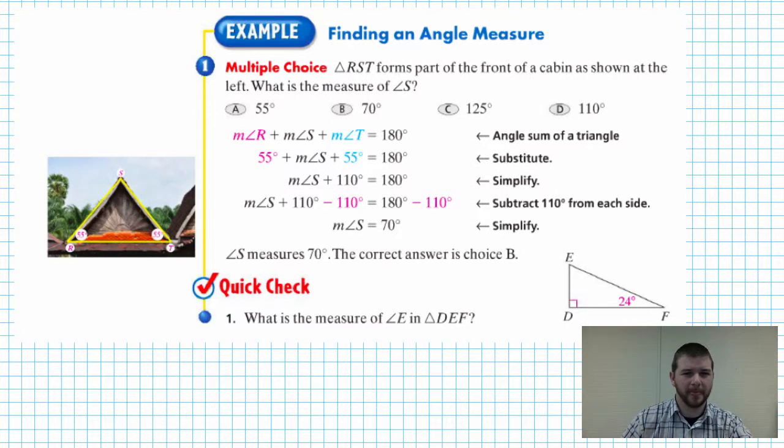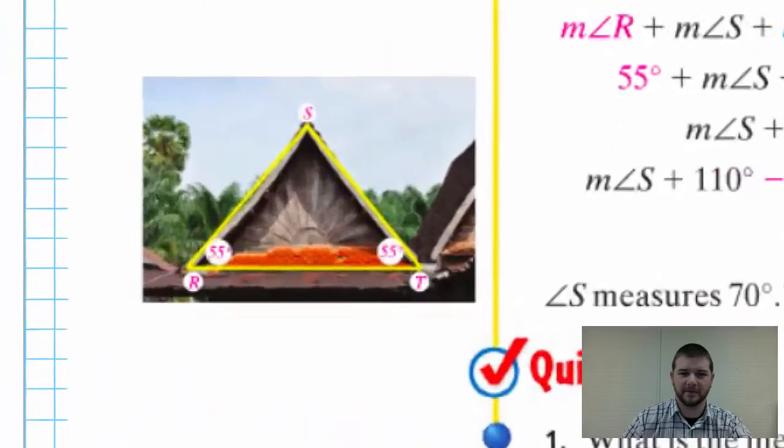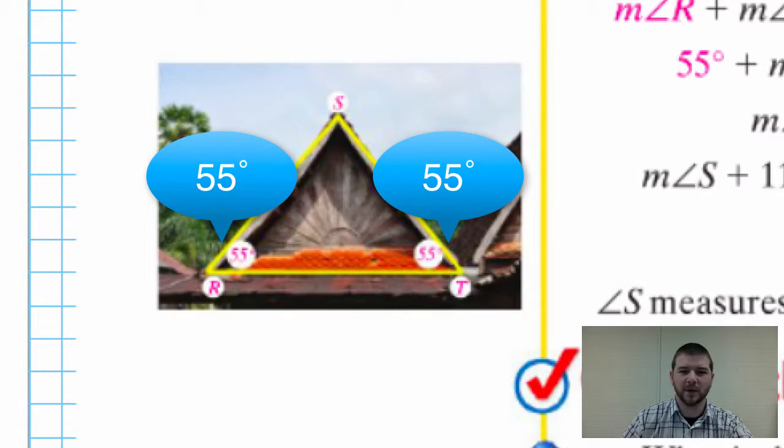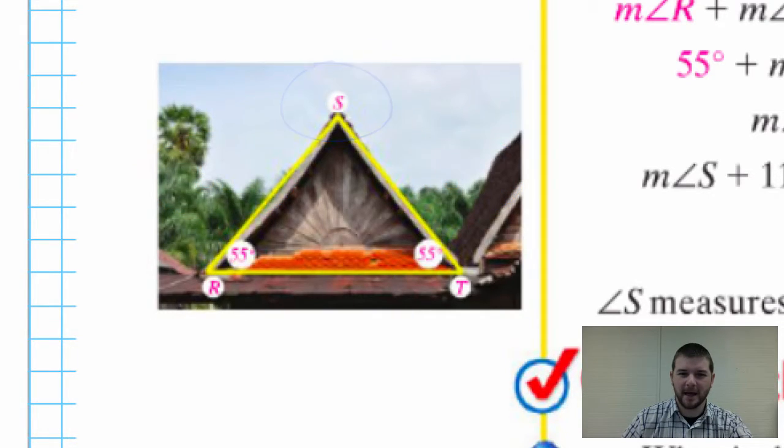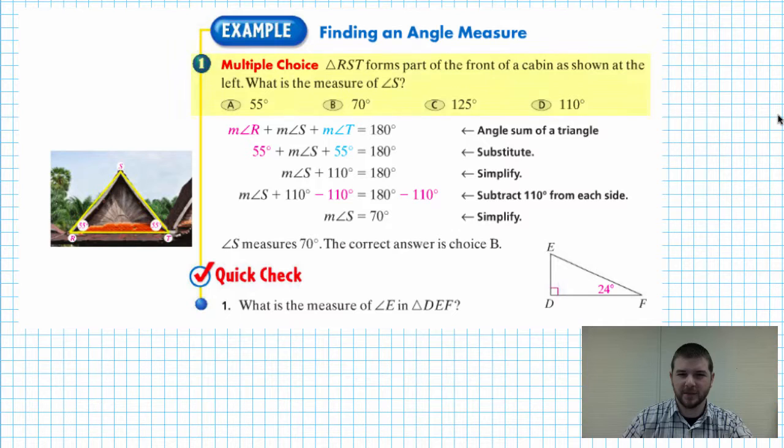In this example, we're asked to find an angle measure. And here's the idea. It's a multiple choice question. And we're told that the triangle RST forms part of the front of the cabin as shown at the left. The question is, what is the measure of angle S? And our options are A, 55 degrees, B, 70 degrees, C, 125 degrees, and D, 110 degrees.